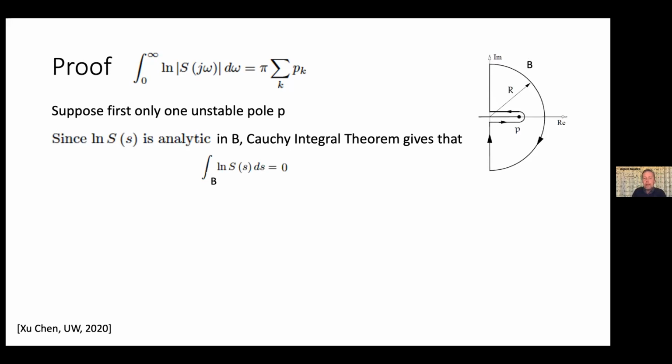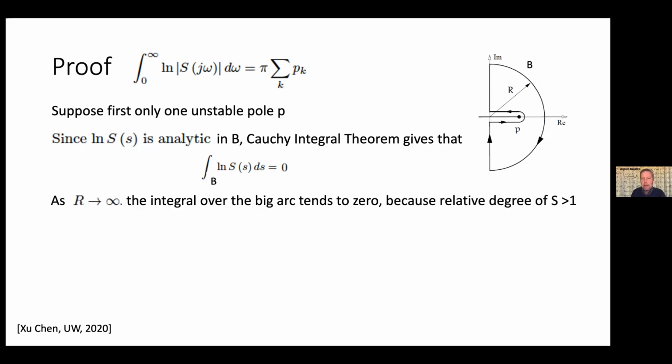Now, if we consider S, or we consider the logarithm of S, that is an analytic function inside B here. Since it's an analytic function inside B, we know that when we integrate around B, this circular integral of the logarithm of S needs to be equal to 0. That's what Cauchy tells us. Okay, so what can we get out of that?